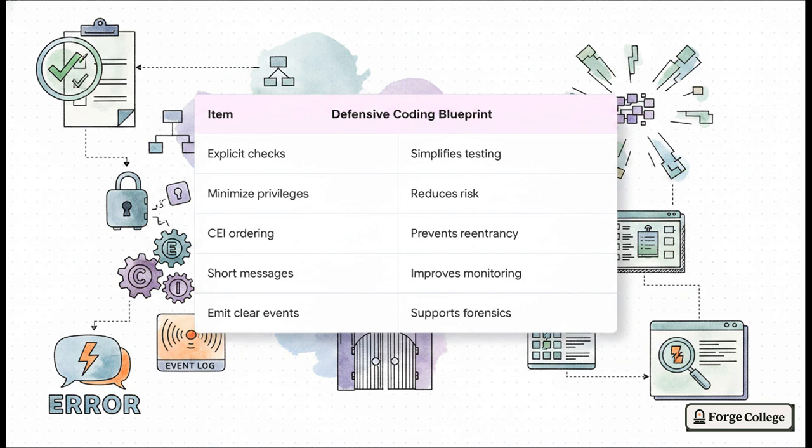Item 3. CEI ordering. Checks, effects, interactions. This is your primary defense to prevent reentrance and reduce exploit windows. Item 4. Short, structured revert messages. This vastly improves monitoring and alerting. And finally, Item 5, emit clear events. This absolutely supports post-deployment forensics and helps off-chain tooling track your contract's health.